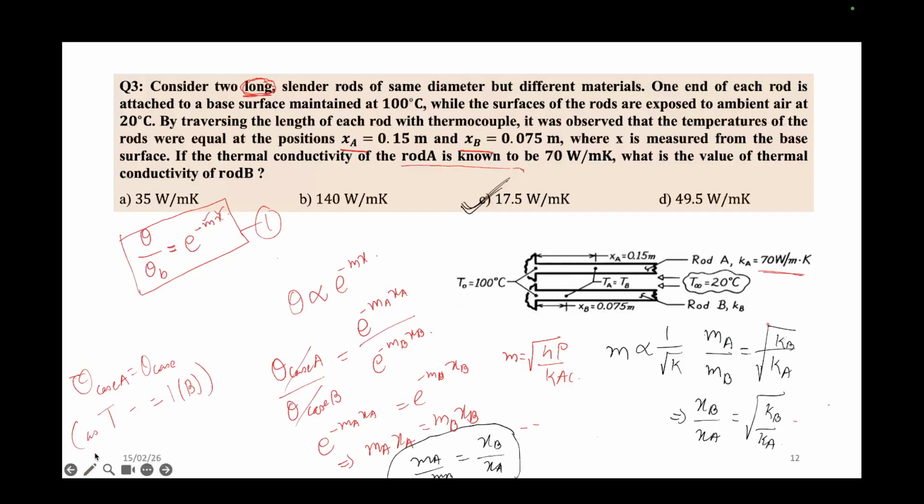This one is fin effectiveness. So the previous one was fin efficiency, now it's fin effectiveness. What is basically the difference between these two?